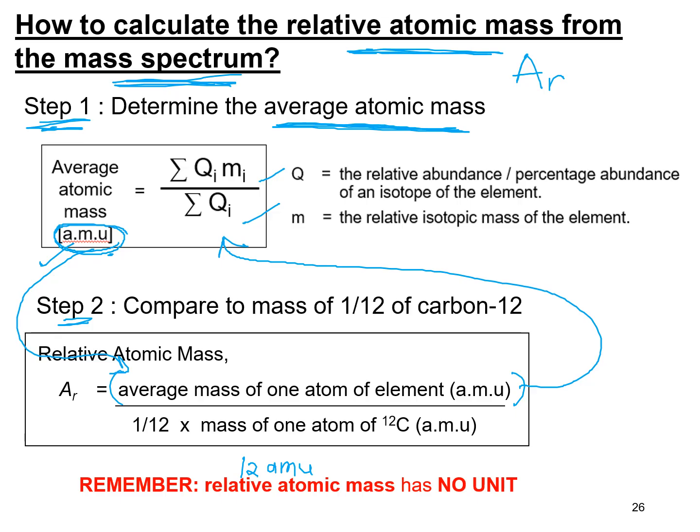But you need to remember, regardless of everything, relative atomic mass ni, dia tiada unit lah. Kenapa dia tiada unit? Sebab denominator ni di bawah, 1/12 kalikan dengan 12 AMU. Yes. So that is why.